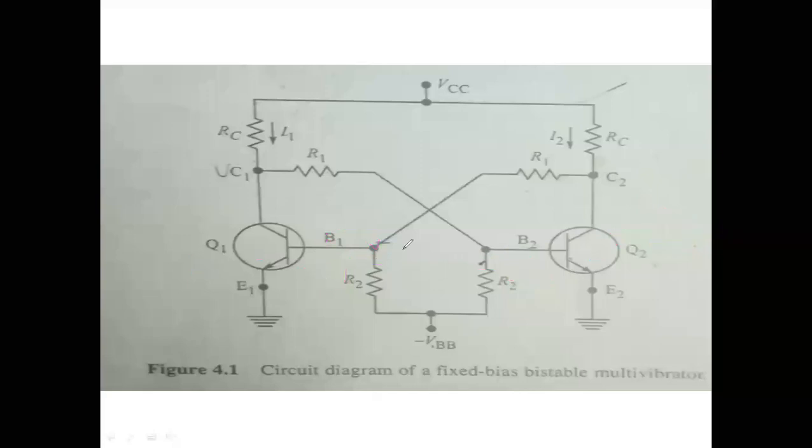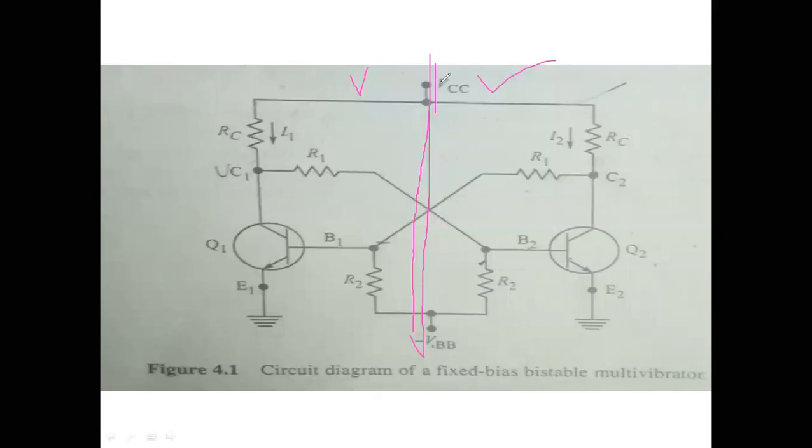Now, what happens if we apply a triggering pulse to one of the transistors? How is it going to affect the state of the other transistor? We will see. If we observe this circuit, it is symmetrical. From the right side and left side, here we have RC resistance, here also we have RC resistance, here also R1, and this is also R1. This is also R2, and this is also R2. Therefore, the circuit is symmetrical on both sides.